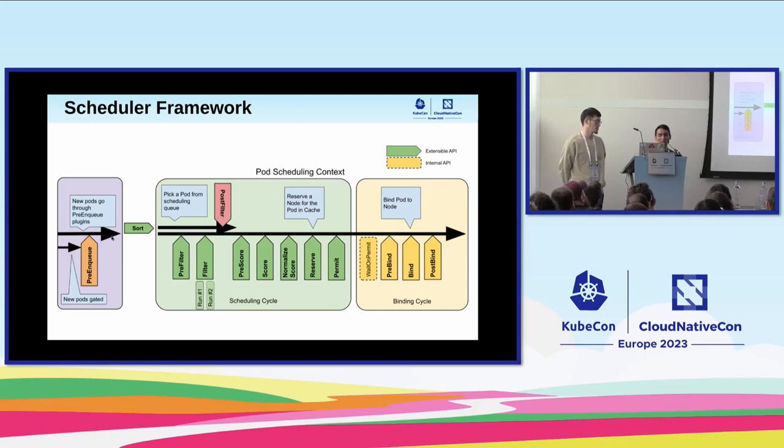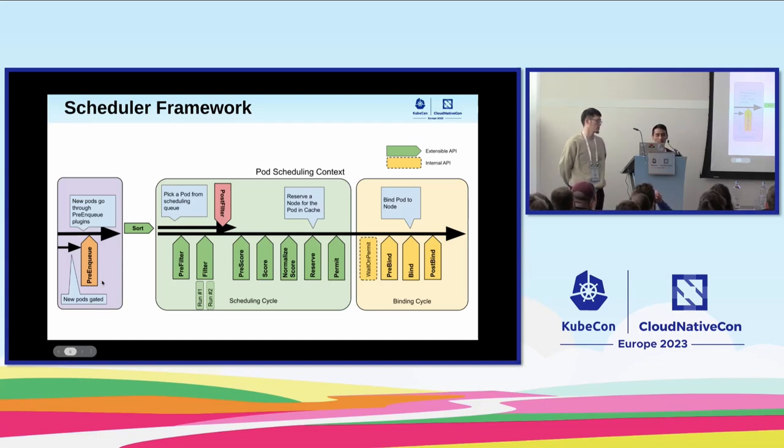The big difference between pre-enqueue and filter is that pre-enqueue is a global decision. It's a decision for the cluster. Filter is a decision for the node. And also, if your pod fails pre-enqueue, it doesn't even enter the queue. So it's as if your pod didn't exist, kind of. So if your pod fails pre-enqueue, for example, the cluster autoscaler won't scale up.